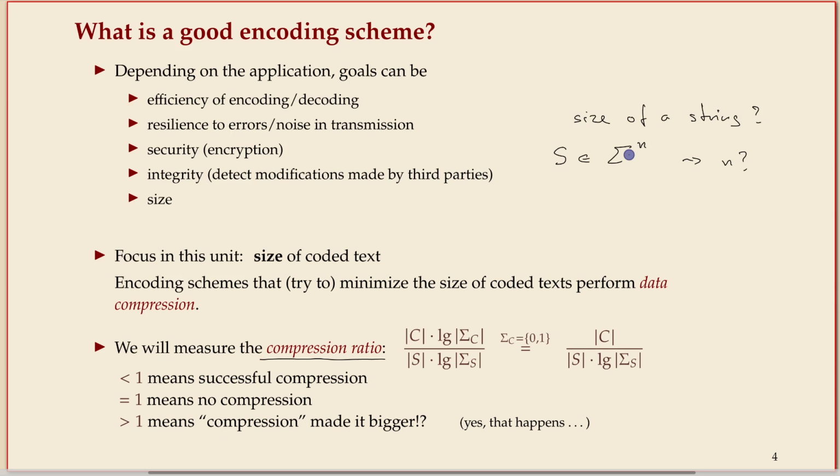But if we ignore how many symbols there are in the alphabet, you can cheat. You can define the coded alphabet to be sigma to the n, just all n-tuples of characters. And then your coded text could just be S as a single character. And so it would have size 1. You compressed it down to 1. If that feels like cheating, that's because it is cheating. You can't ignore how big the alphabet is.